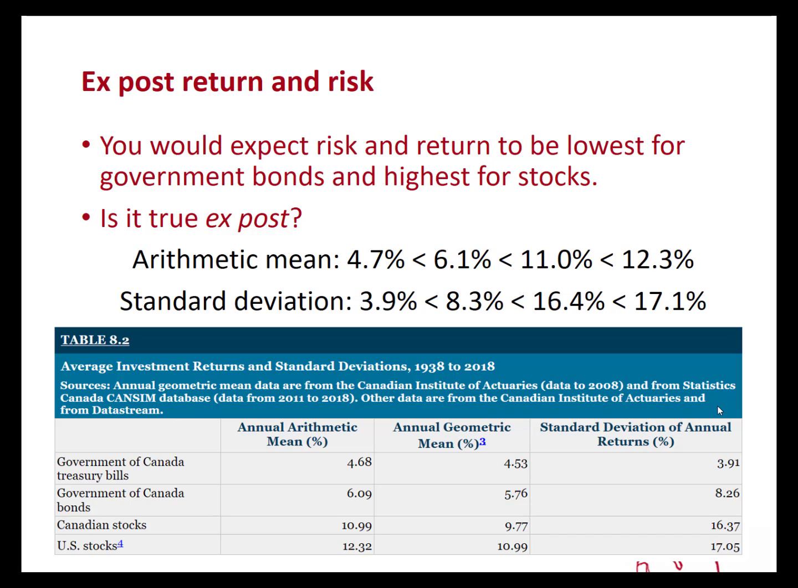Notice that the annual arithmetic mean and the annual geometric mean are increasing as you go from bills to bonds to stocks, Canadian stocks to US stocks. Notice also that the risk of these investments is going up. So there is not a free ride. We see that the standard deviation goes from 3.9% for Treasury bills to over 17% for US stocks. Does this make sense? Yes, it does. We see that higher risk is associated with higher return.